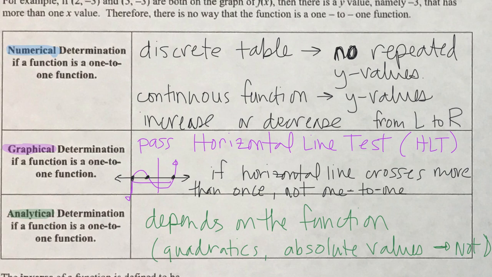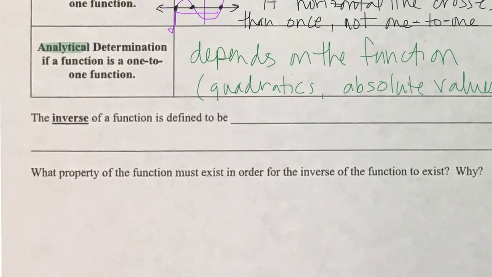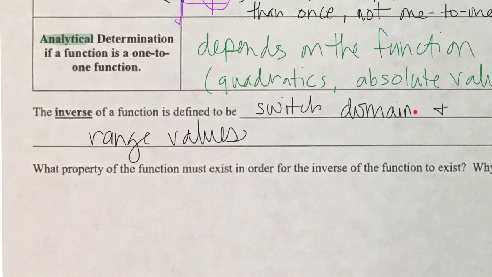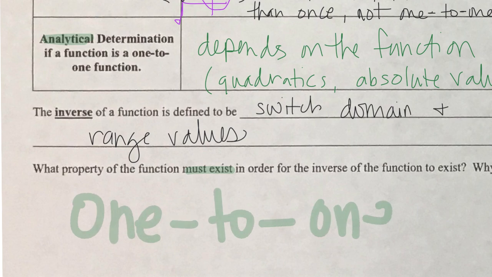But quadratics will never be one-to-one, and absolute values will also never be one-to-one, unless they have some type of a domain restriction, which they usually don't. So let's talk about the inverse. The inverse of a function is one where you switch your x and your y values. So we're always switching your x and y values when we're doing inverses. The domain is your x stuff and the range is your y stuff. So what property must exist? Well, your graph must be one-to-one. In order for the inverse to be a function, your equation must be one-to-one.